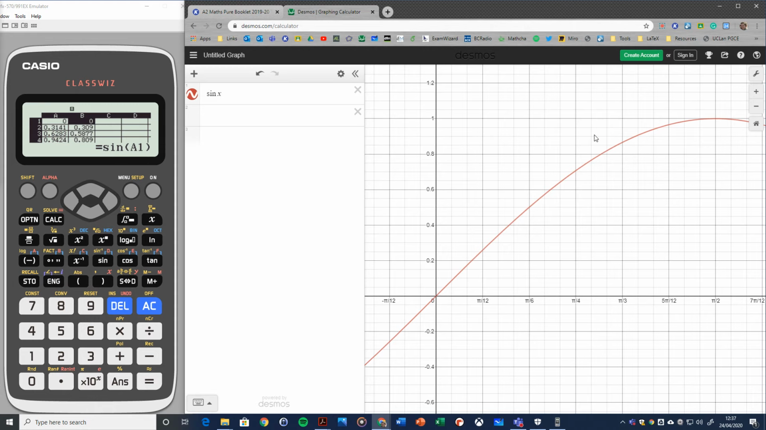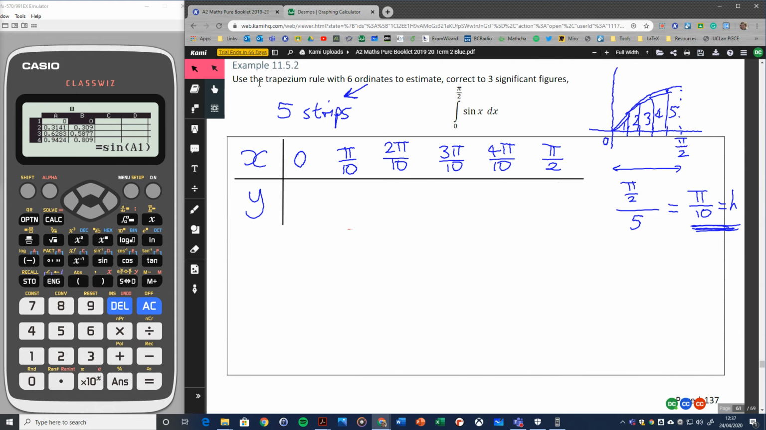We could find the exact area using integration, but if the question says use the trapezium rule, then you have to use the trapezium rule. So here's a very rough sketch of that section. I'm going to divide it into 5 strips because the number of strips is always one less than the number of ordinates. So 6 ordinates means we have 5 strips.